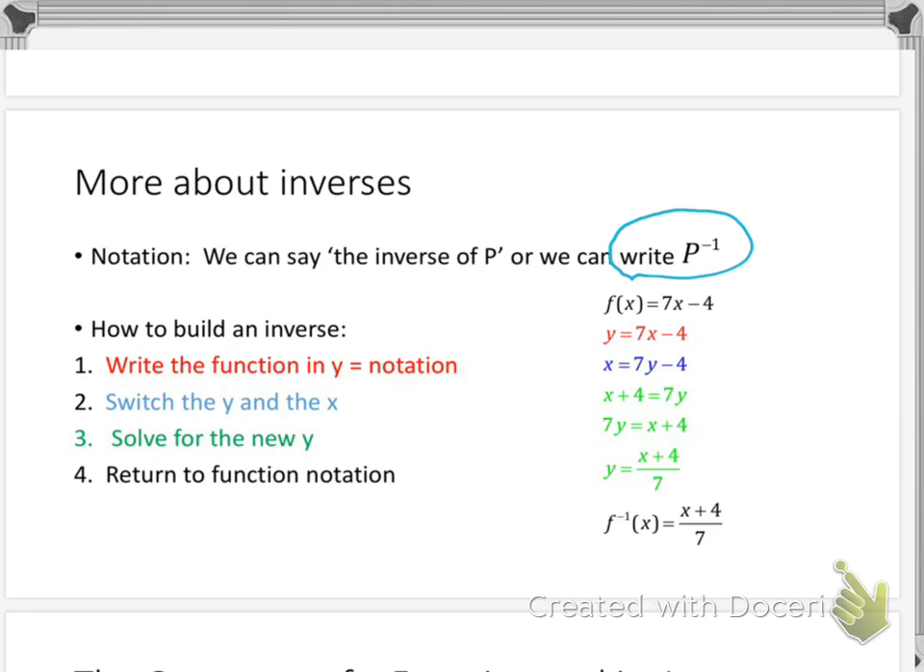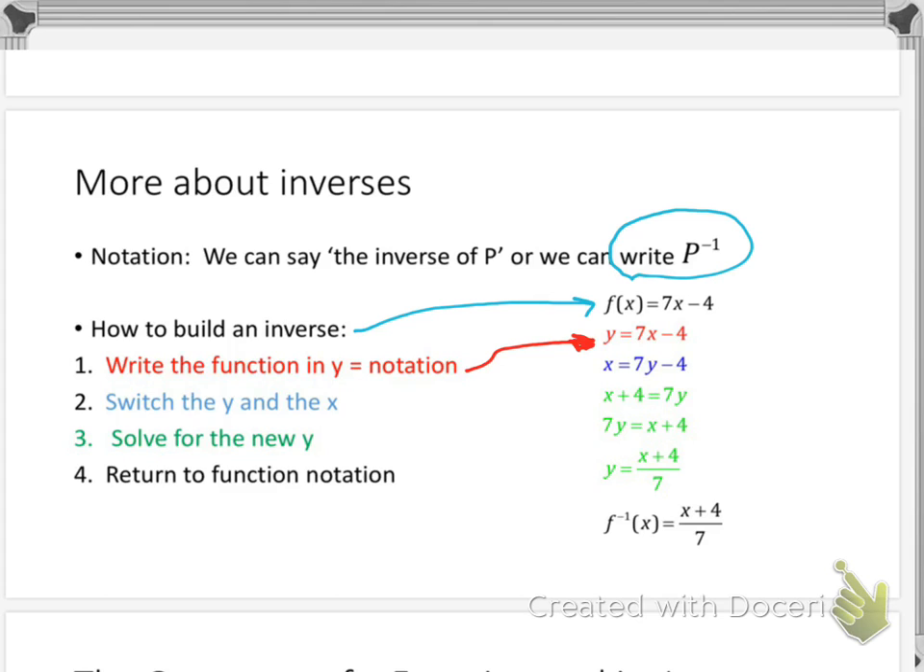I tried to color code this for us. If this is the original function right here, that's in function notation because it says f of x equals. It doesn't say y equals. So change your function out of function notation and put it in y equals notation. That's what I'm doing right here in this first step.